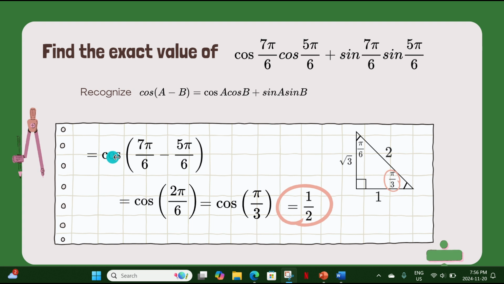So it's going to be cos of 7 pi over 6 minus 5 pi over 6, which reduces to cos 2 pi over 6 and reduces even further to cos pi over 3. And this is a special triangle, so cos of pi over 3 is adjacent over hypotenuse, which is 1 over 2. So this is the exact value of this equation right here.